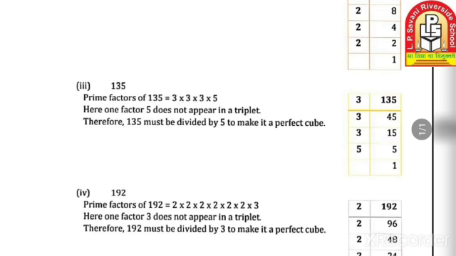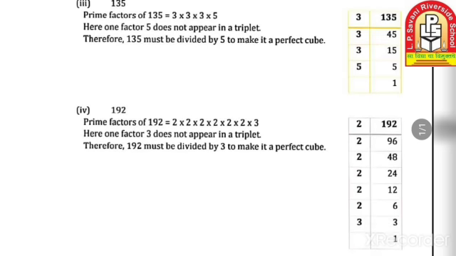Here you can see that 3, 3, 3 is a group of three. Here 5 is extra to make a cube, so we have to divide 135 by 5 to make a perfect cube. In this way you can find it for any kind of value.